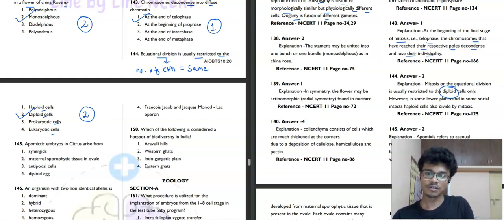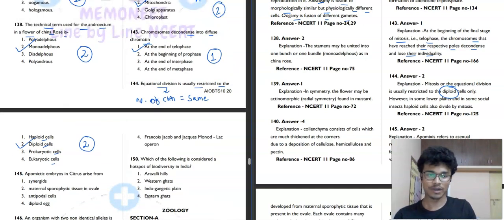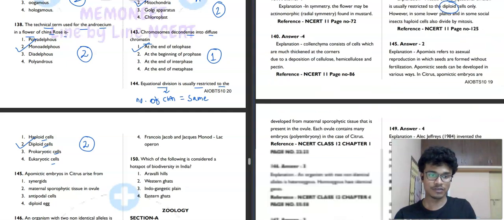That's why it is called equational division. Moving towards the next question, that is 145. It is saying that apomictic embryos in citrus arise from synergids, maternal sporophytic tissue in ovule, antipodal cell, or diploid egg. So first, let us understand what this apomixis or apomictic embryo means.